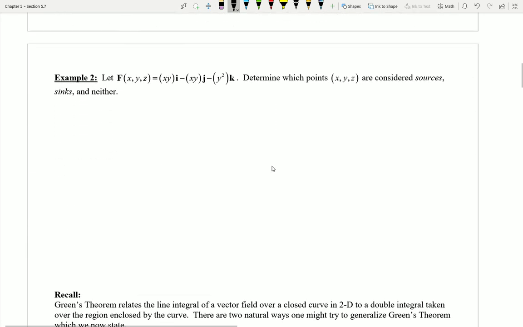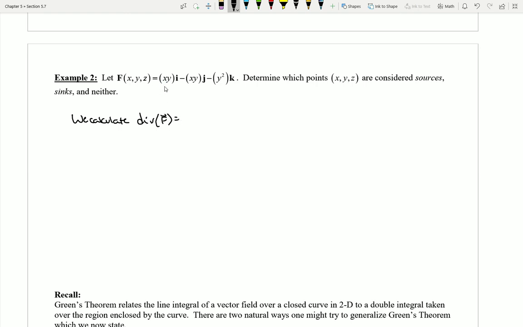Now, if you take a look down here at example 2, we can get a sense of how we can determine where we have sinks and where we have sources with this little example. So suppose that I have the following vector field, and I want to determine at which points we're going to be considering sources, which ones are sinks, and which might be neither. Of course, to do that, it might be helpful to quickly calculate what my divergence of f actually is.